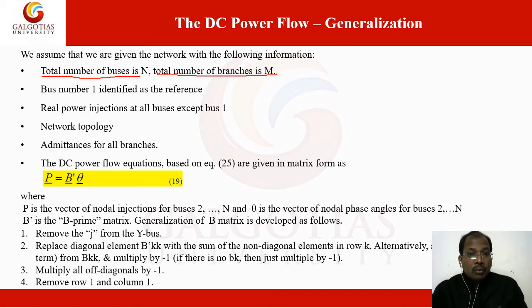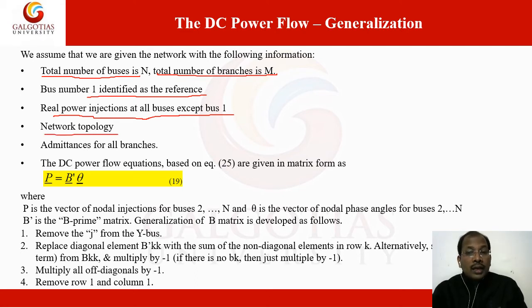Bus number 1 is identified as the reference bus. We have to give the reference bus. Generally we prefer bus number 1 as the reference bus. Then the real power injection at all buses except bus 1. We have to calculate the real power injection at all other buses except one bus, because that bus we are considering as the reference, that is the slack bus. So we are not going to calculate its injection power. Then the network topology.